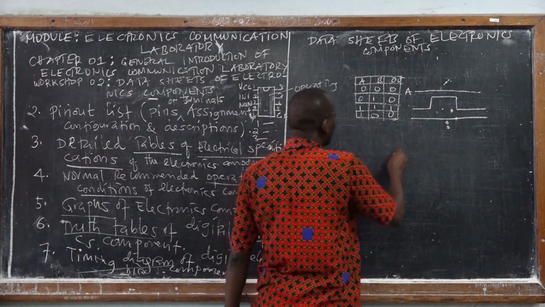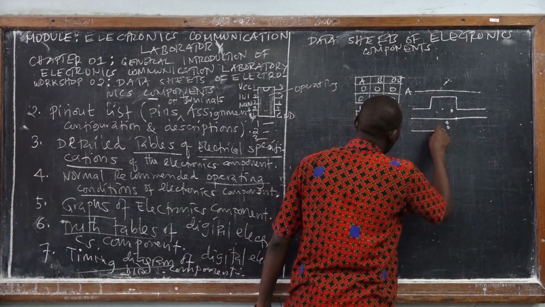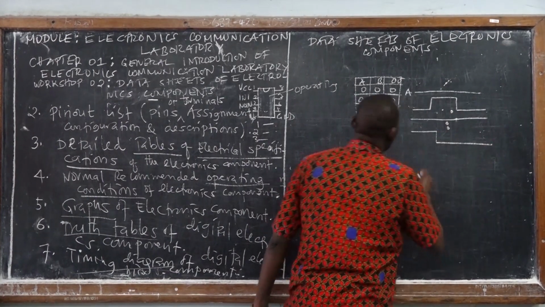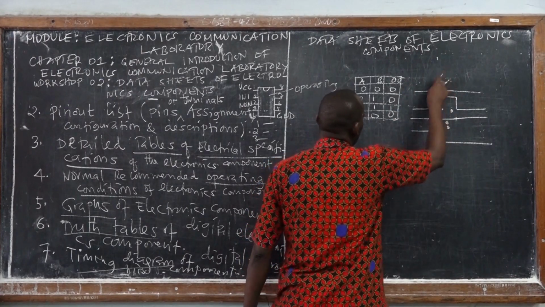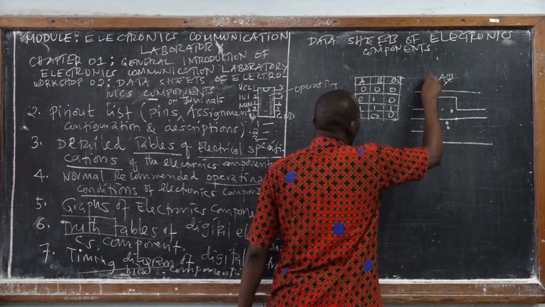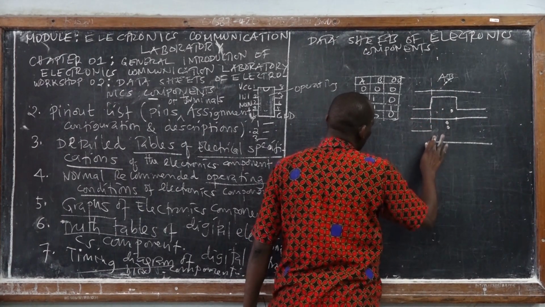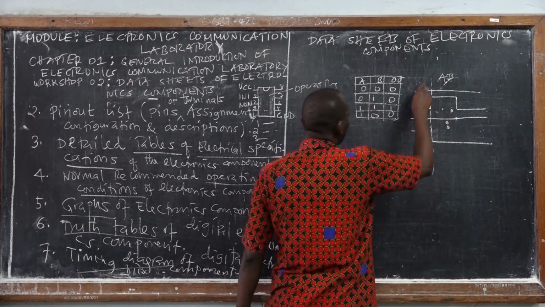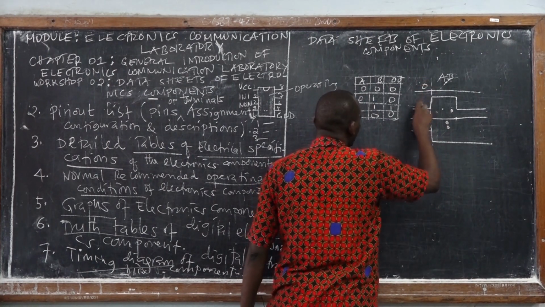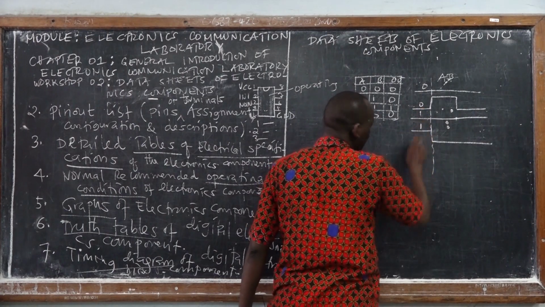The timing graph for this combination, it's what? It's high, low. So this is A. So this is AB. Remember that this is AB. So I think that I made a mistake. Then this is 0. This is 0. This is 1. This is 1.